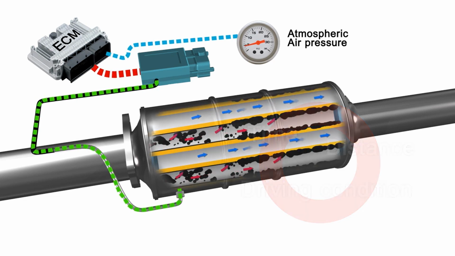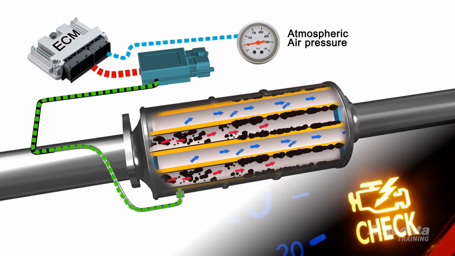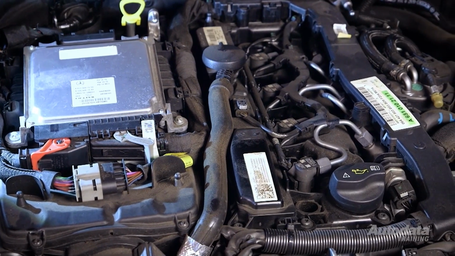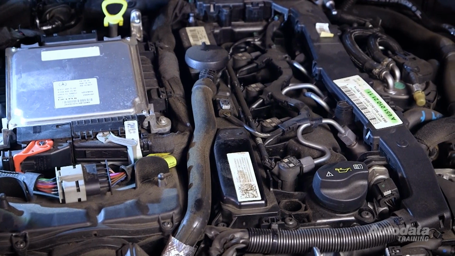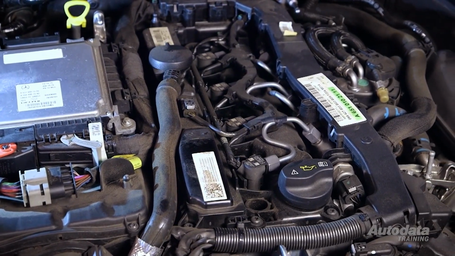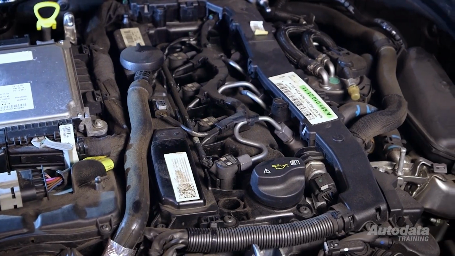If the DPF becomes blocked, the ECM will register a high pressure DTC and the malfunction indicator lamp will be illuminated. A blocked DPF may be caused by multiple failed regeneration events, mechanical or electrical failure of the EGR system, or failures in the fuel management system.